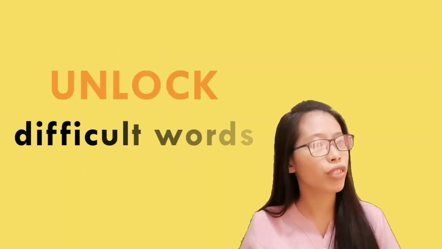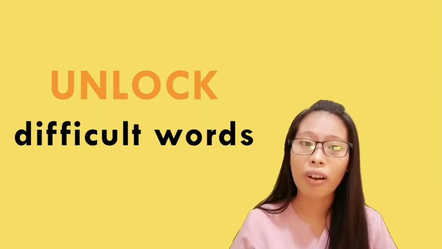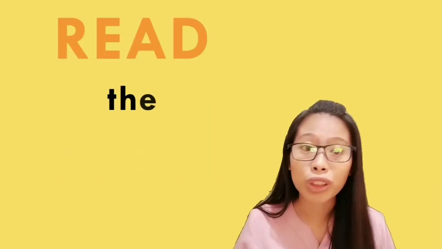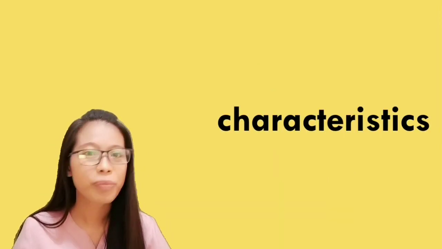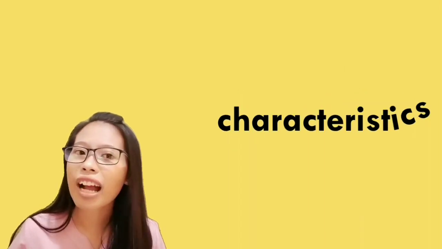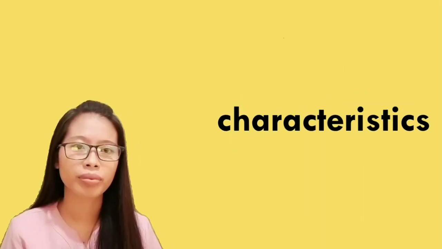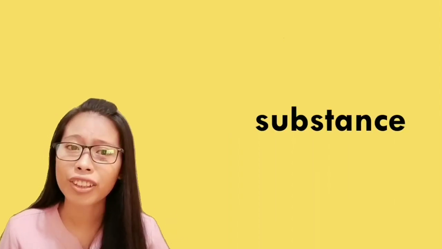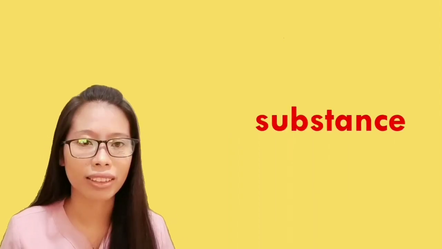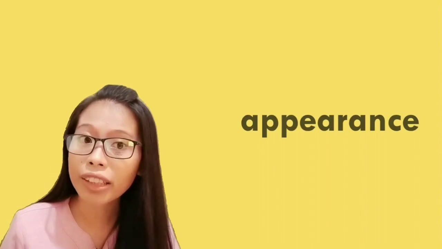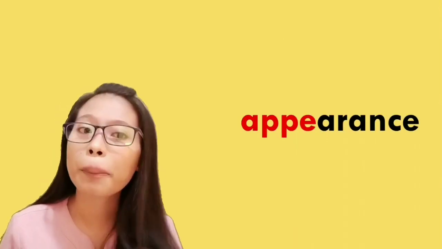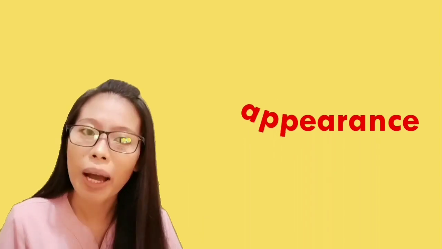Before going to our main lesson, we will unlock first some of the difficult words that we will be using along in our discussion. Let's read the words first, okay? We have 9 words to unlock, and the first one is characteristics. Can you say it with me? Characteristics. Great job. Substance. Can you say it again? Substance. Good. Next is appearance. Say it louder. Appearance. One more time. Appearance.